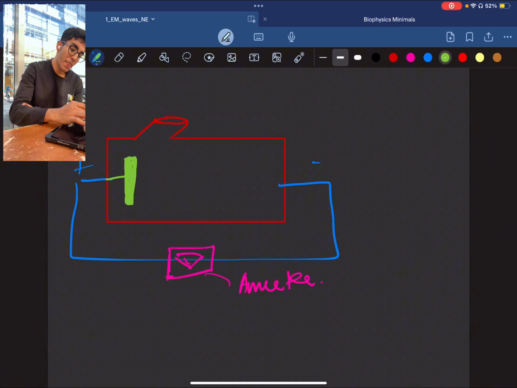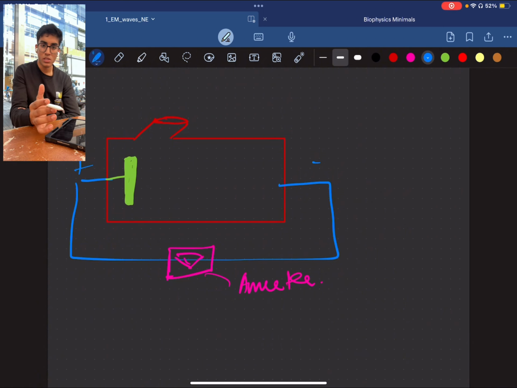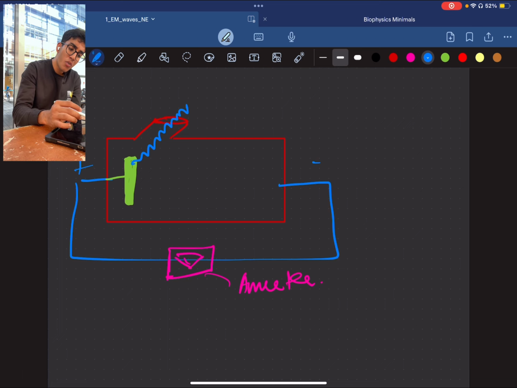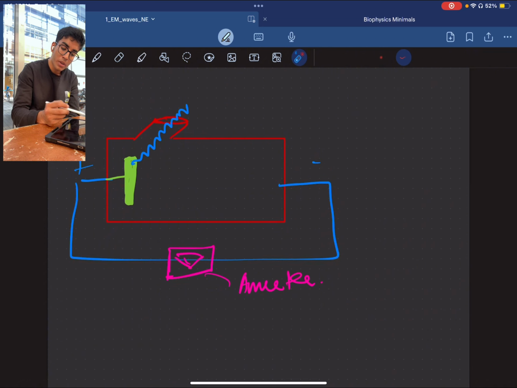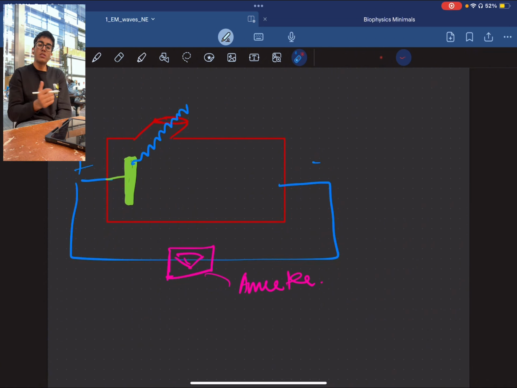Now, what happens when you use blue light? Does blue light have more frequency than red? Yes, it does. So with blue light this happens again. We see photons jumping out and interacting with the electrode, forming electricity. What does this prove? This proves that photons exist and photons are packets of energy.